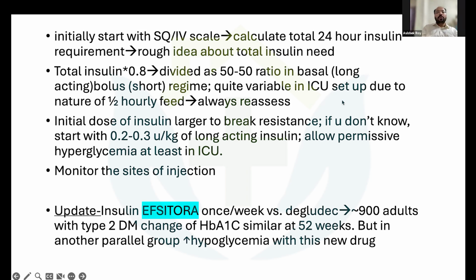So if you don't know how much long acting to add when you are converting from an IV to a subcut regime, give 0.2 to 0.3 units per kg. So if it's 60 kg, you give 12 to 18 units as long acting, and then monitor the sugars over the day and titrate accordingly.